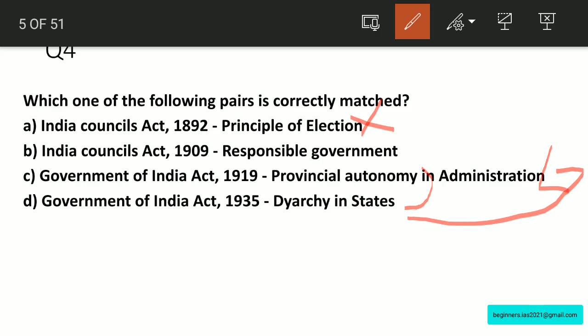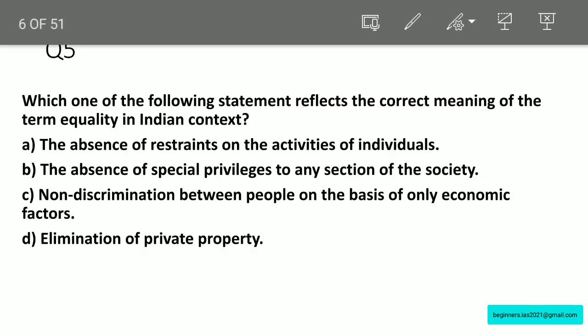Therefore, option number B is right for this question, since Indian Council Act 1909 increased the size of legislative council and also enlarged its deliberative functions, thus forming a responsible government. Therefore, the answer for the question is B, Indian Council Act 1909, responsible government. That pair is correctly matched here. And let us move on with question number 5.